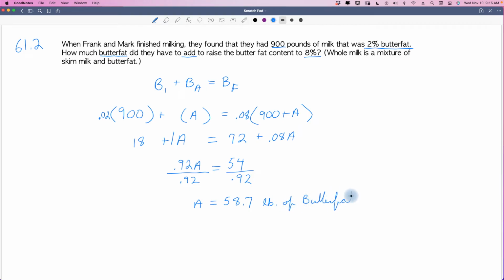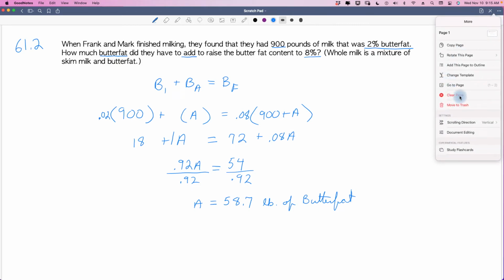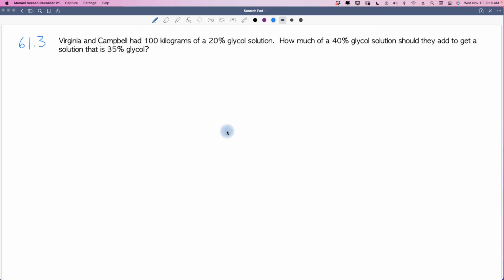We have, let's see, we have one more. Let's do that one. So I'm going to clear the page. And let me type that for you so that you can actually read. All right, 61.3. Virginia and Campbell had 100 kilograms of a 20% glycol solution. How much of a 40% glycol solution should they add to get a solution that is 35% glycol?